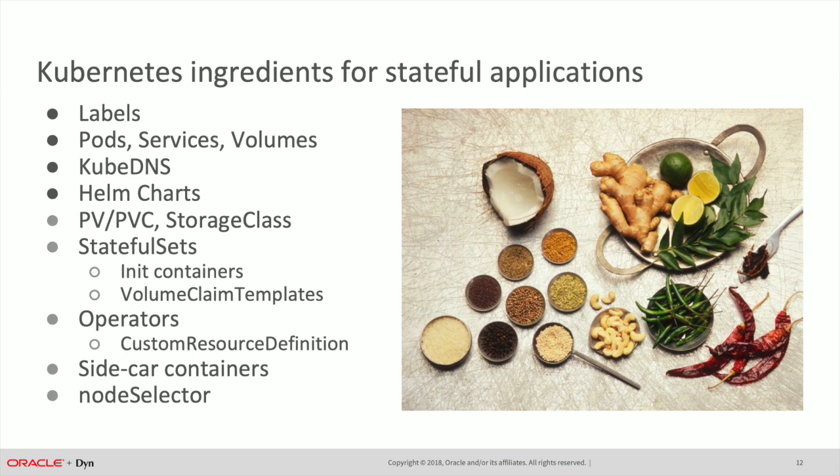kubedns, as I mentioned, I won't go into that. That's just the Kubernetes DNS system. Helm charts. Helm is like a package manager for Kubernetes. It lets you install applications within Kubernetes. Persistent volumes, persistent volume claims, and storage class.